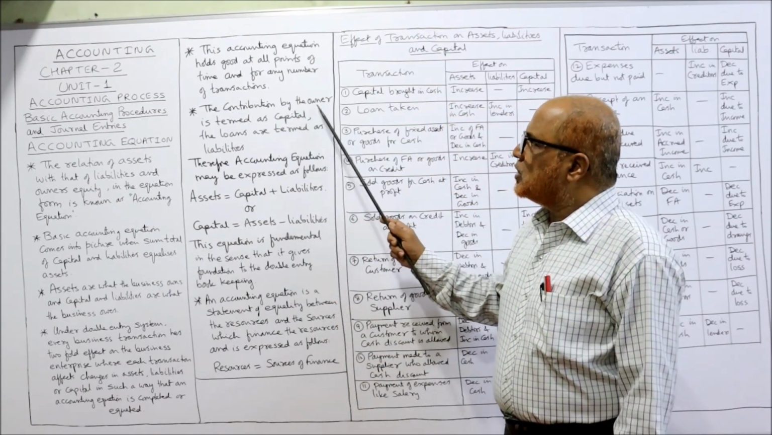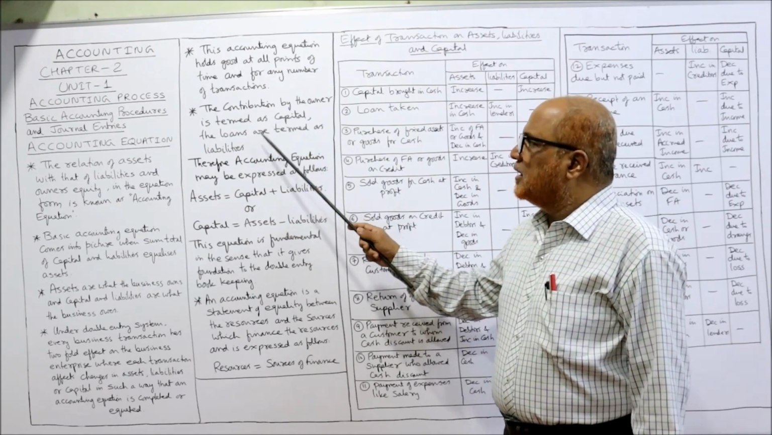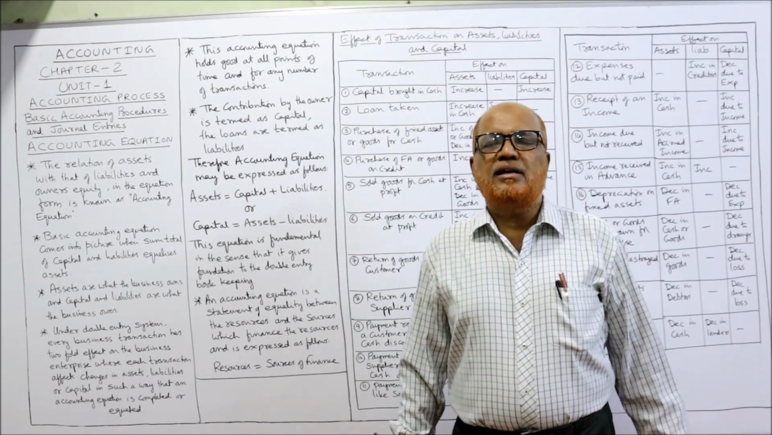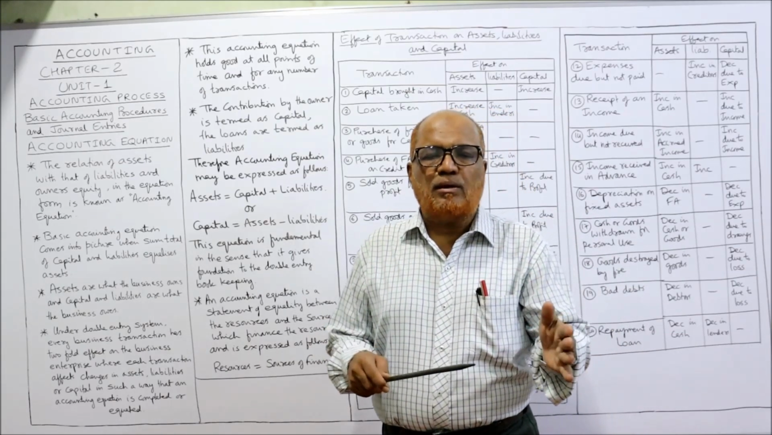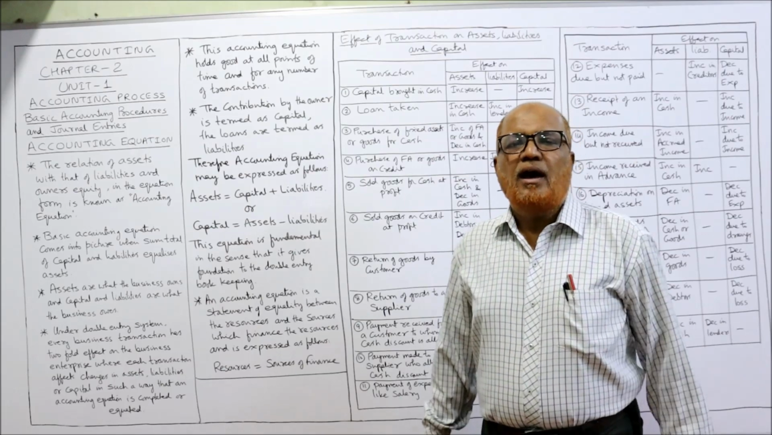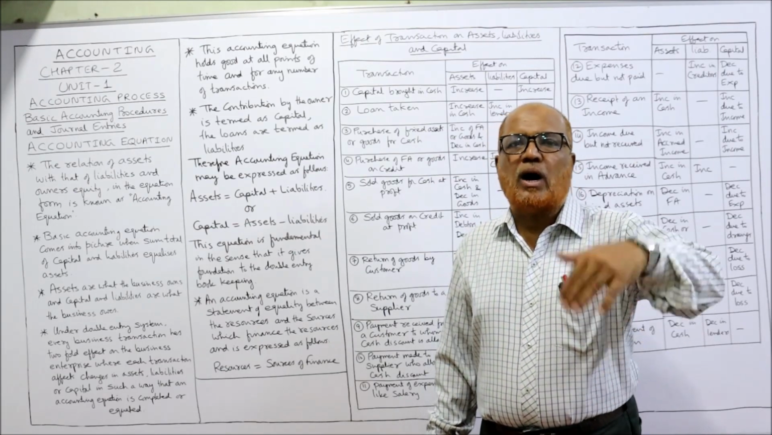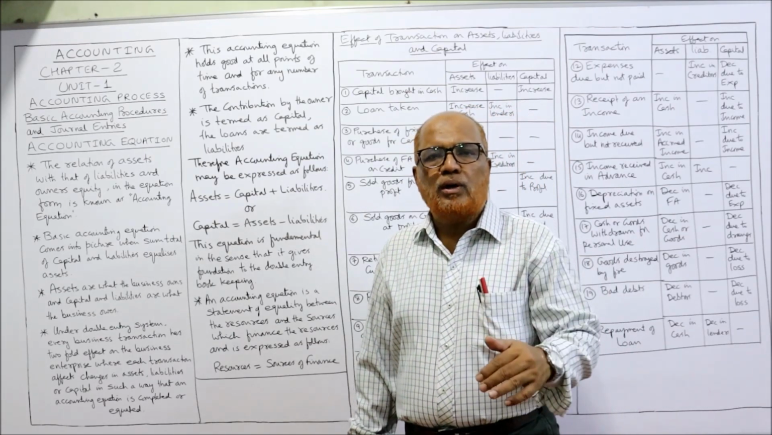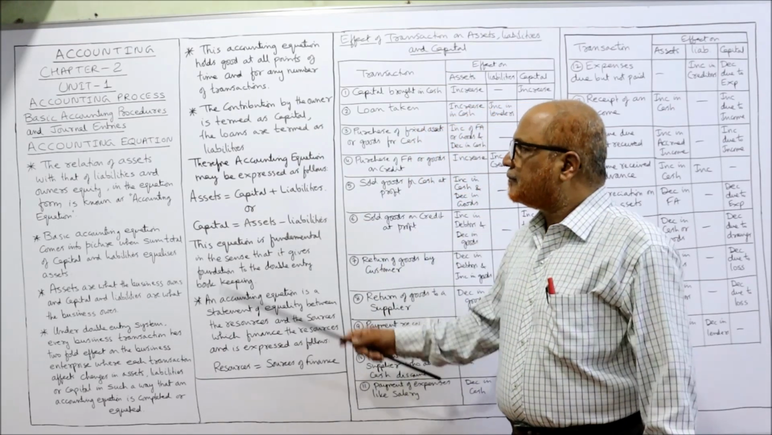Now the contribution by the owner is termed capital, and the loans are termed liability. The difference between capital and liability: the money invested by the owner is called capital, and the money which is owing to other parties is called liability. Simple: a bank loan taken is a liability.